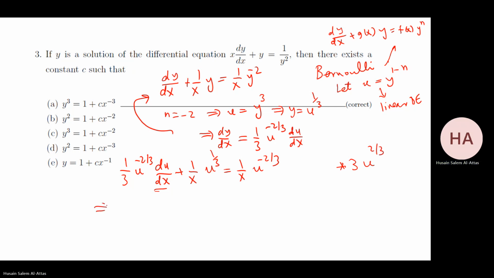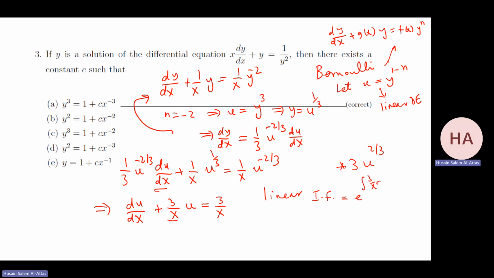So I get du over dx plus 3 over x, u to the power 1 over 3 times u to the power 2 over 3, u to the power 3 over 3, which is u to the power 1, and that equals 3 over x. That's it. This is linear. Very clear. So I'll do the integrating factor, which is e to the integral of 3 over x dx. That gives me ln x cubed, that will be x cubed.